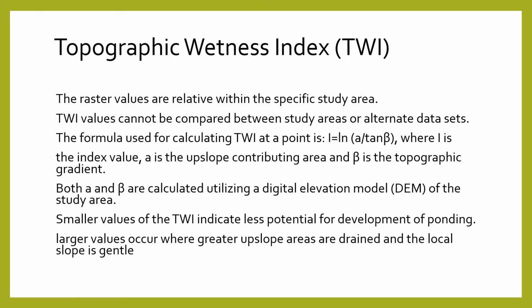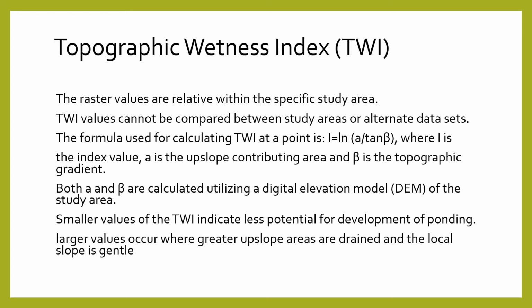Topographic Wetness Index is, as I mentioned earlier, a really interesting tool. This tool we use to calculate relative wetness, at least in terms of what we assume it to be. The raster values are relative, and so they only hold true within the specific study area. So a value of 10 in one watershed is not the same as 10 in another. They're only valid within the analysis that you do. The values cannot be compared. If you alter the data set, you've got to redo the analysis, etc.